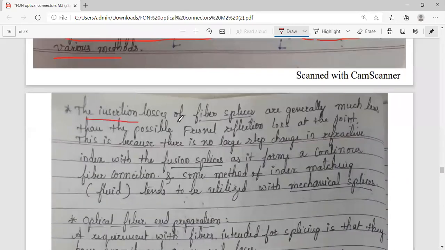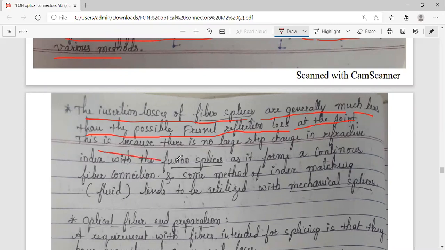The insertion losses of optical fiber splices are generally much less than the possible Fresnel's reflection loss. That's what I'm telling you, why you go for splicing rather than simply joining or making use of connectors. This is because you can minimize the losses as far as possible due to splicing, because there is no large step change in the refractive index.